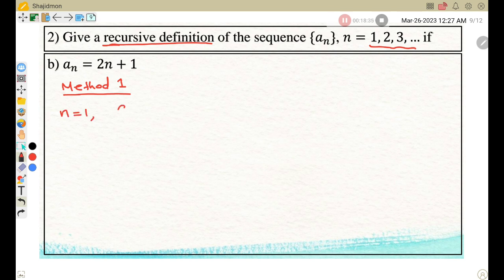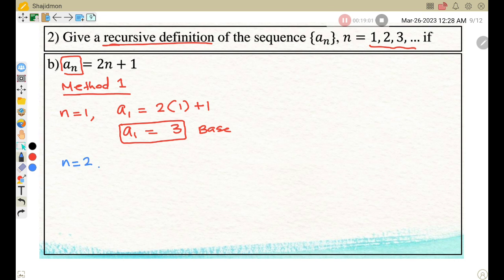N equal to 1. So a1 equals, apply here n is 1. So a1 equals 2 times n, the number is 1, plus 1. 2 multiply 1 plus 1 means equal to 3, correct? So a1 we are getting equal to 3. This is the base case, base number. Now just put n equal to 2 here. So a2 equals 2 times n, the number is 2, plus 1. That means what is the number? 5, correct? So a2 we are getting equal to 5 now.